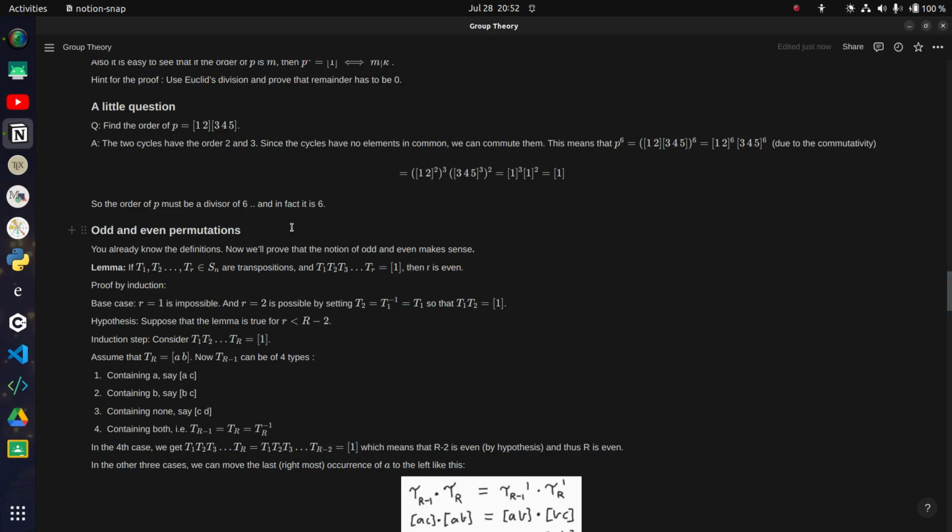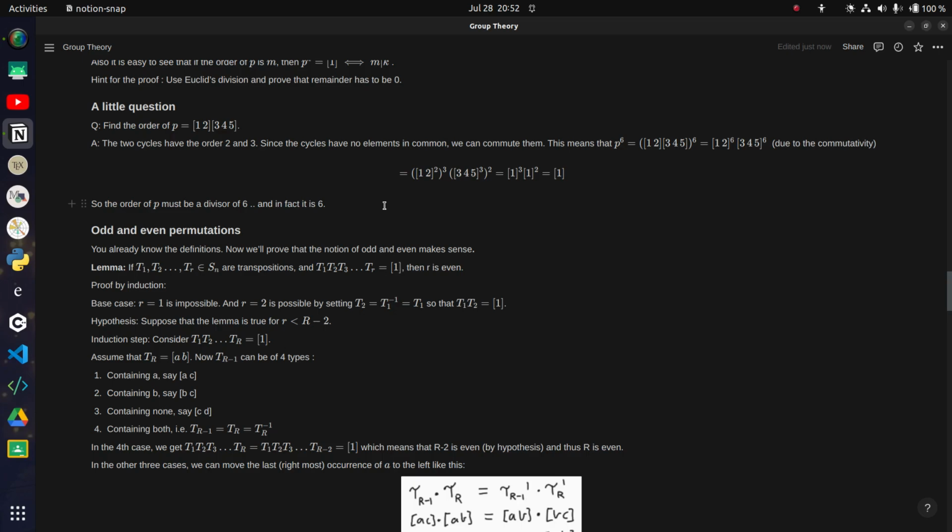And R equal to 2 is possible by setting T2 equal to T1 inverse, so that T1, T2 is the identity element, right? We already found one T2 such that this happens. And I didn't say anything about the uniqueness of these transpositions. These could be the same transposition for all we know. All you have to prove is that R is even, right?